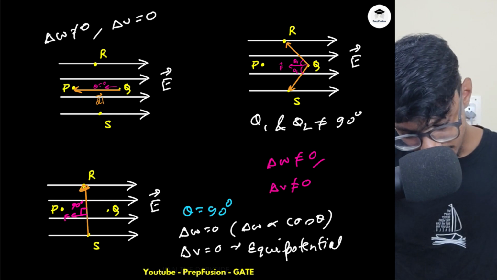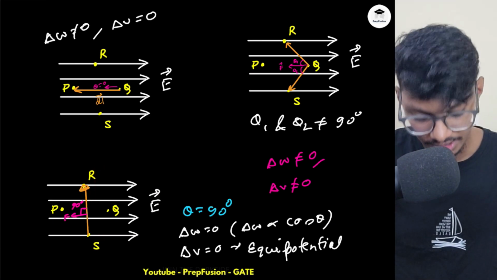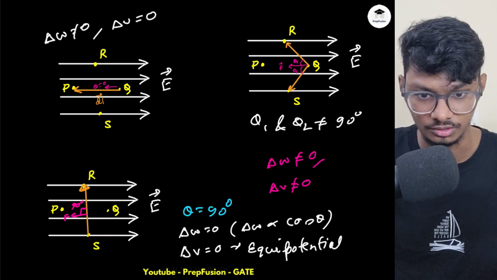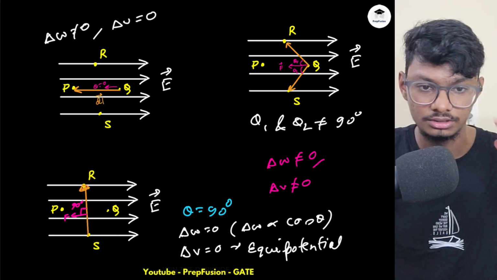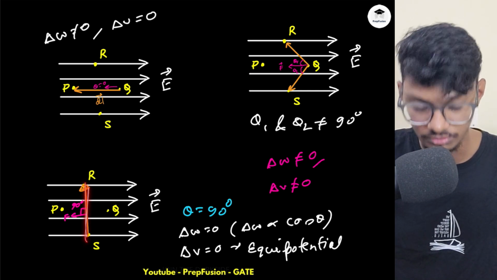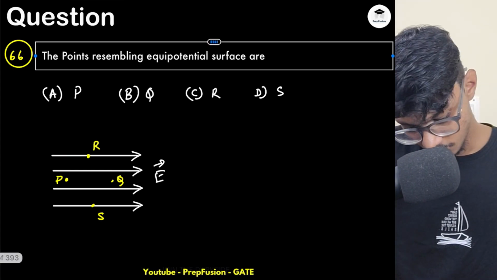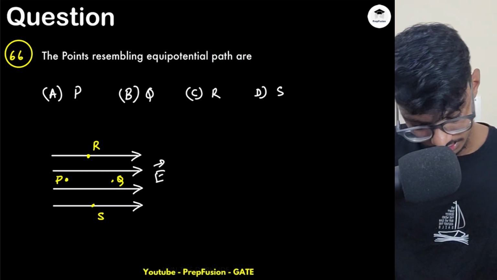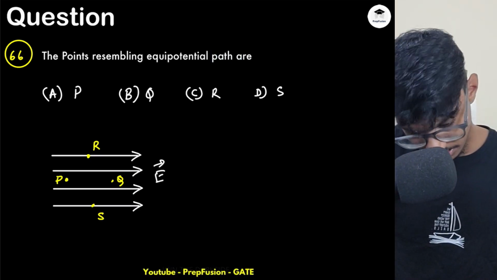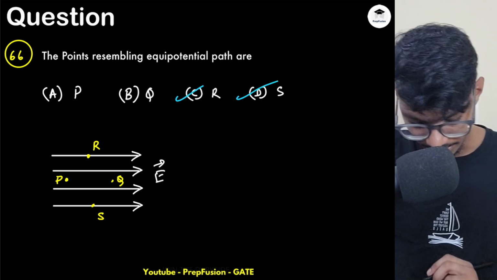So S and R both are equipotential surface, because if I'm going through these 2 points, they are equipotential. Not surface, equipotential path. I can say path or surface, whatever you want to say. So in this case, S and R will be the correct option here.